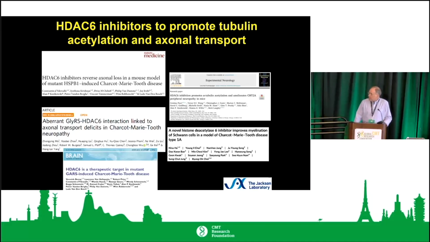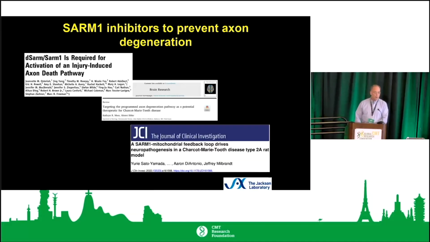A somewhat related strategy would be inhibiting SARM1. SARM1 was discovered about 10 or 12 years ago now by Mark Freeman's lab, as well as Jeff Milbrandt and Aaron D'Antonio at WashU. SARM1 is a protein that actually promotes axon degeneration. Just last week, I was at an axon degeneration meeting in Washington, D.C., and there were at least 4 companies there that were developing SARM1 inhibitors for a variety of purposes, including possibly treating CMT.